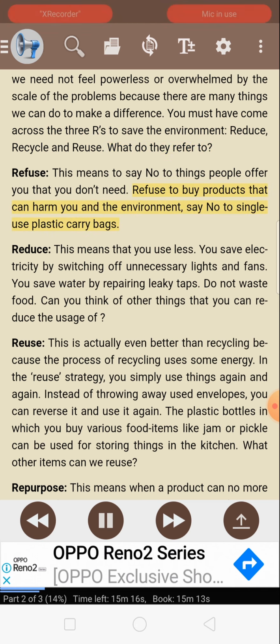Say no to single-use plastic carry bags. Reduce. This means that you use less. You save electricity by switching off unnecessary lights and fans. You save water by repairing leaky taps. Do not waste food. Can you think of other things that you can reduce the usage of?